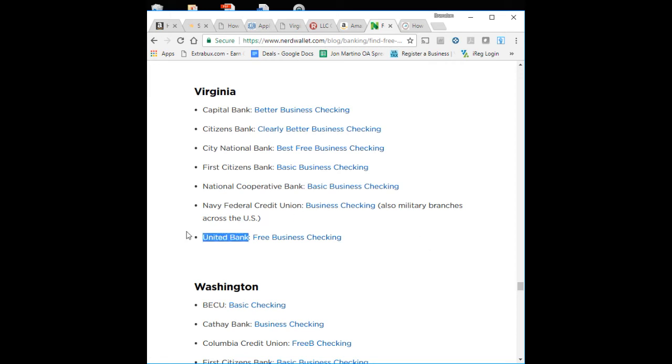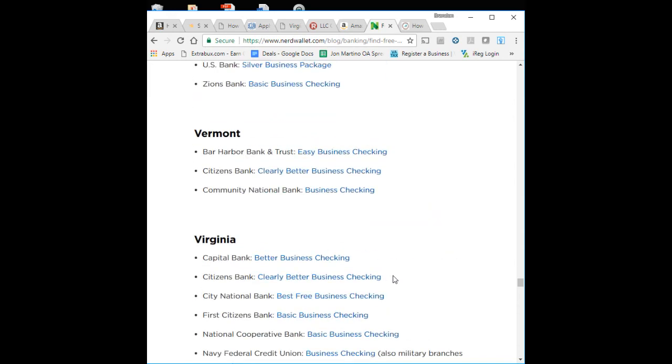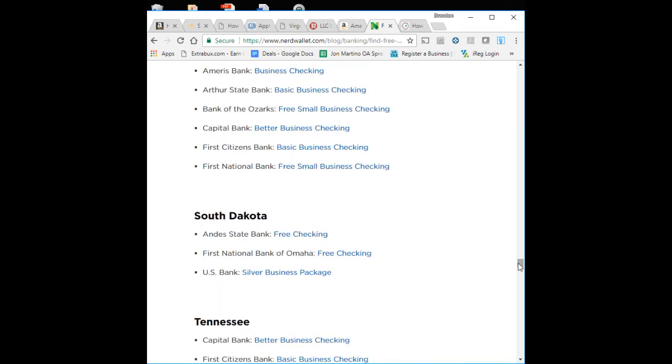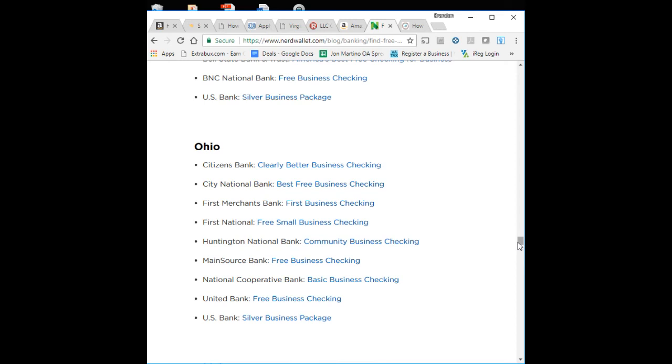So yeah, United Bank. The app isn't the greatest with United. I'm not able to deposit checks via the app, but I don't really need to. Most of my money is deposited from Amazon through ACH, so I don't have to worry about depositing too many checks. So I would definitely sign up for that. And with this business checking account, you'll need your EIN number, which we went over a little bit earlier, to sign up.